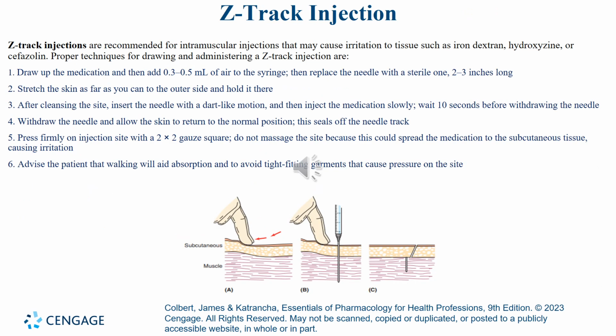Alright, our Z-track injections. Z-track injections are recommended for intramuscular injections that may cause irritation to tissue, such as iron dextran, hydroxyzine, or sulfazoline. Proper techniques for drawing and administering a Z-track injection are: draw up the medication and then add 0.3 to 0.5 milliliters of air to the syringe. Then replace the needle with a sterile one that is 2 to 3 inches long.